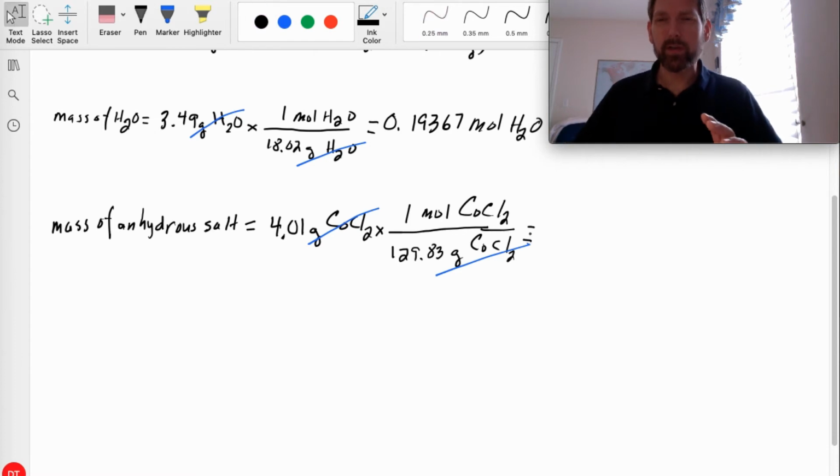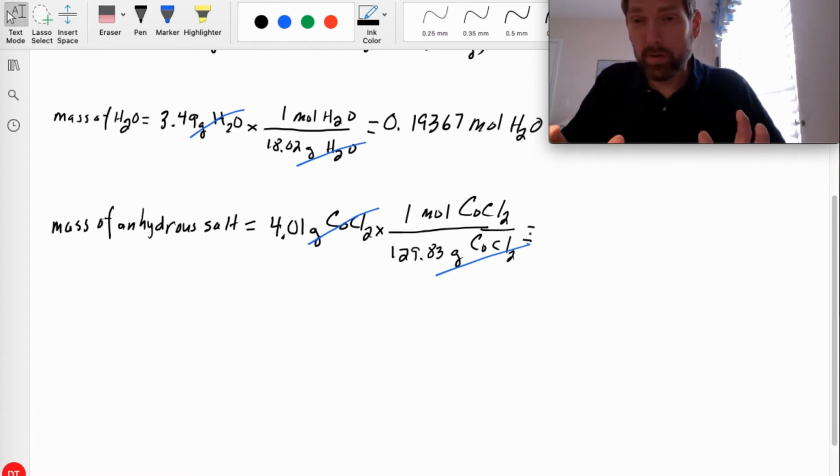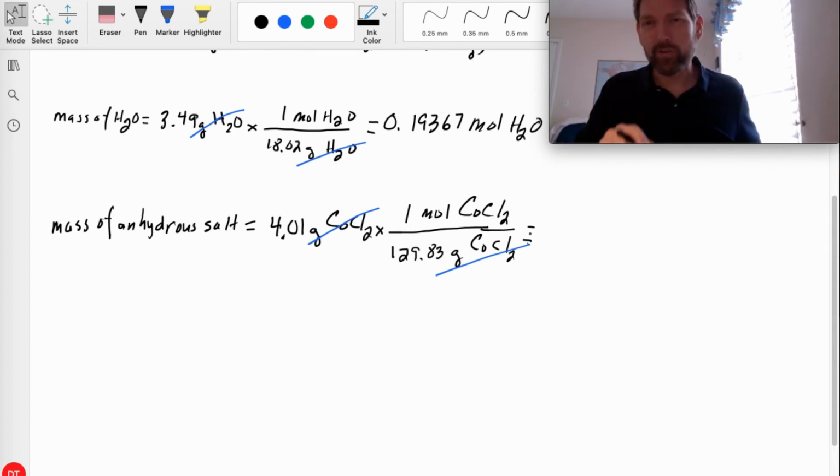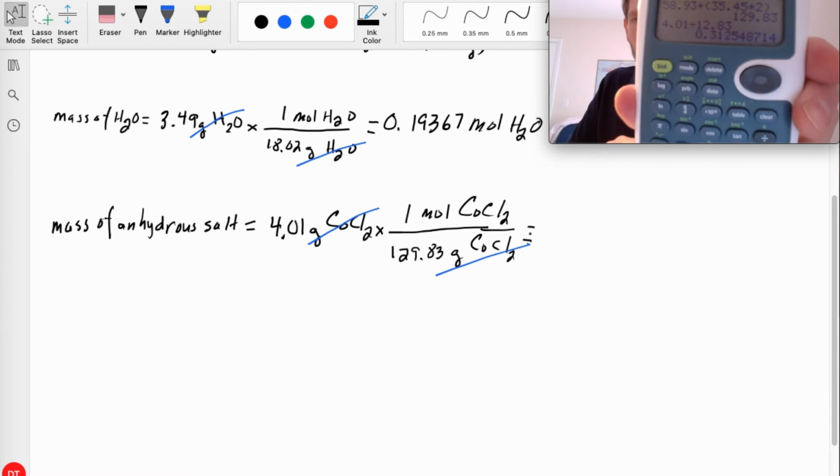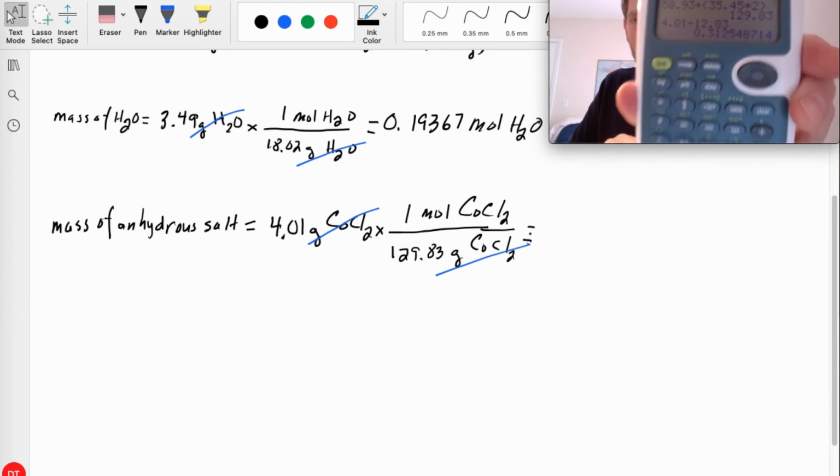Once you understand this stuff, you'll realize that you can basically dimensional analysis your way out of almost any kind of math problem in chemistry. Just about. It's because it's all about the units. If you get the units right, you're going to get the calculation right. All right, so we've got 4.01 divided by 129.83. All right. Should get 0.3125, right?